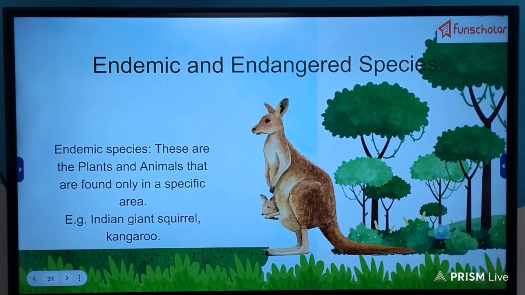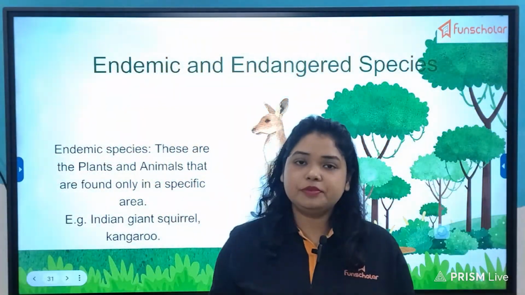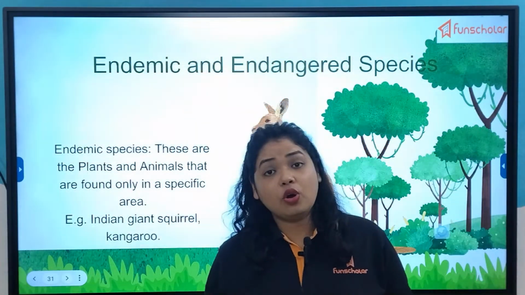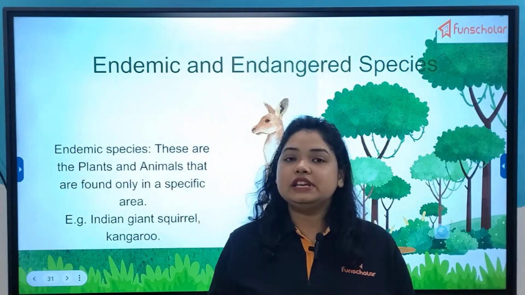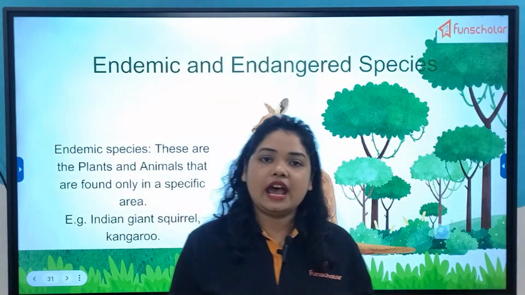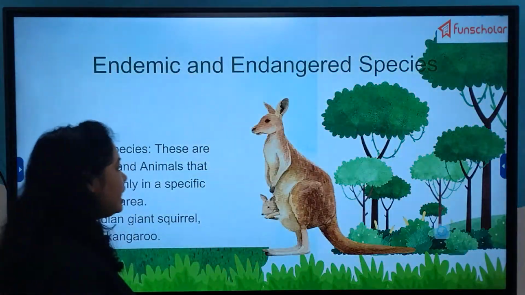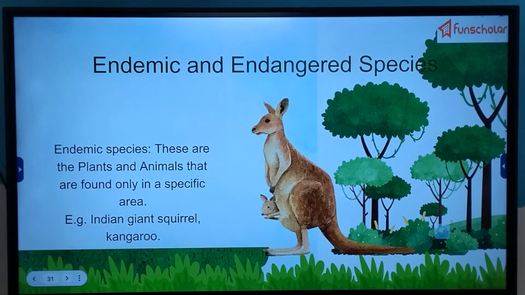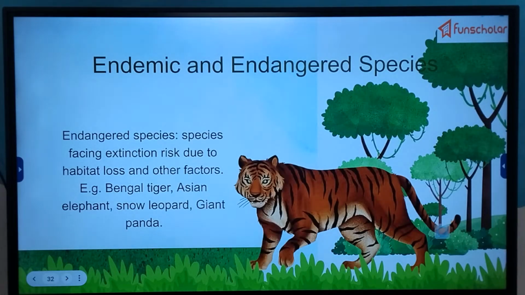Now, endemic and endangered species. Endemic species means those species, of plants or animals, which are seen in a particular region. That means they are native to that particular region and not found anywhere else other than that region. So they are known as endemic species. For example, the Indian giant squirrel. Then kangaroo, you can find kangaroo in Australia only. So like this.